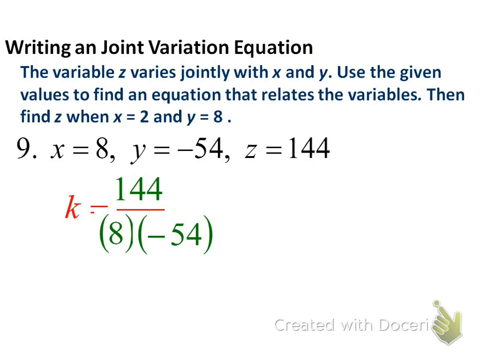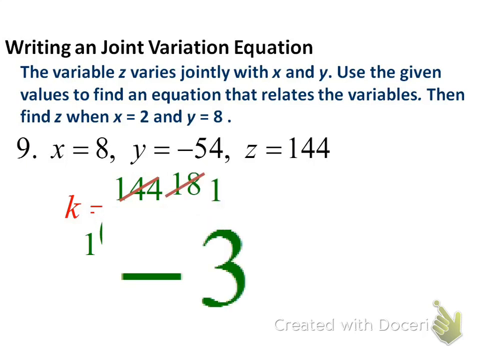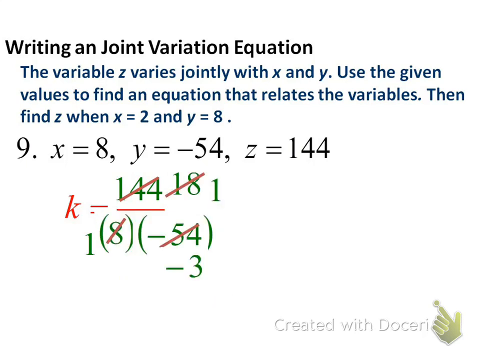Now you can either use your calculator to simplify this, or you can simplify as you go. So I simplified as I went, so just start simplifying the fraction. So 8 goes into 144 18 times, so I simplified those. And then 18 goes into negative 54 3 times, so I simplified those. And I'm ending up with a k of negative 1/3. You can do it that way, or you can just hit 144 divided by 8 times negative 54, enter, and it should give you the same thing.